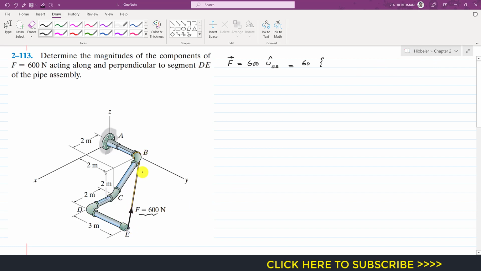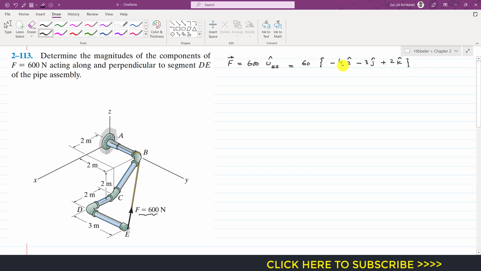To reach point B, we need to move 2 meters plus this 2 meters distance in the negative x direction, so I will write minus 4i. In the negative j direction, we need to move 3 meters, so I will write minus 3j. And from E to B in the z direction, we need to move 2 meters in the positive z direction, which means 2 meters in the positive k direction.